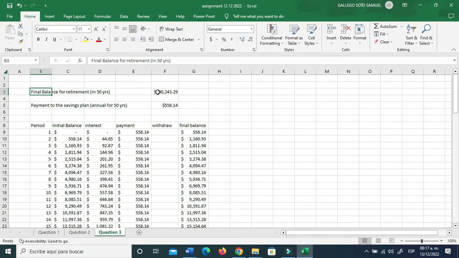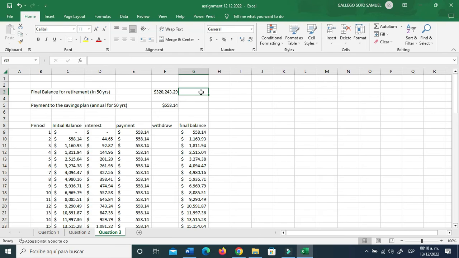Okay, so the first thing that we need to find, this is just to check. Okay, I'll talk about it later. This is just the final balance that you're supposed to be having in 50 years. What I did was to bring to present value, and that's the present value that's going to be yourself in 50 years.